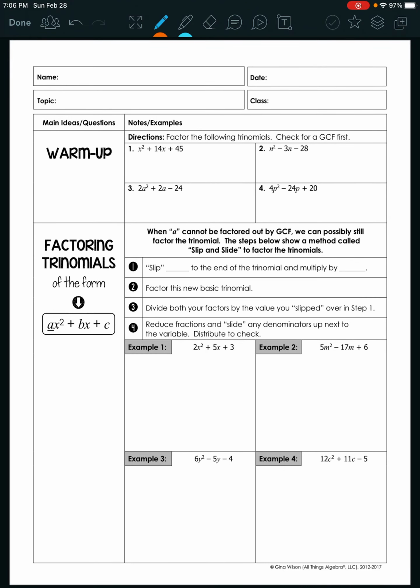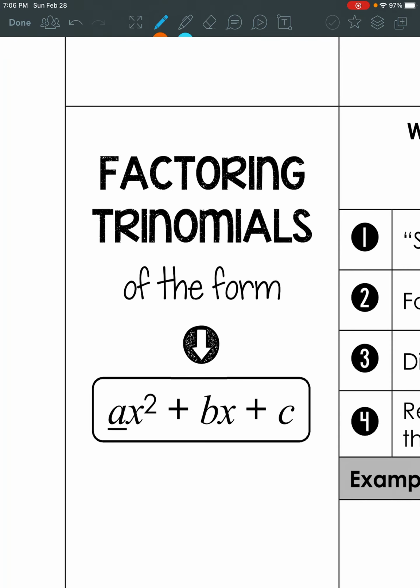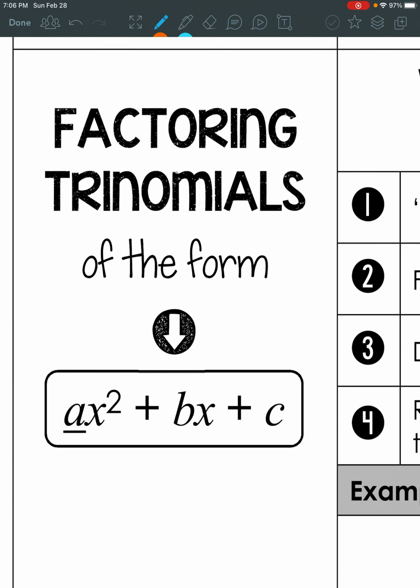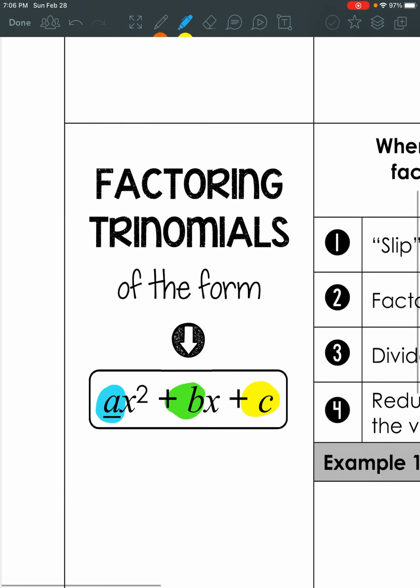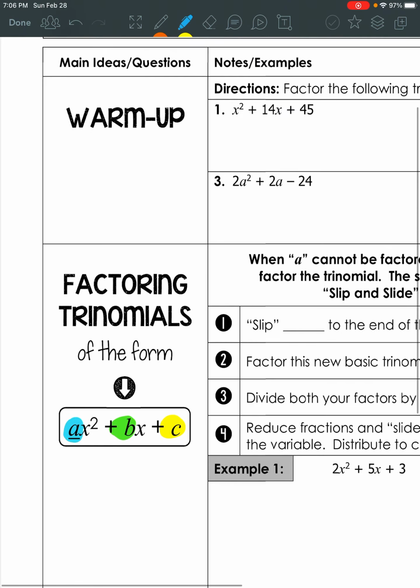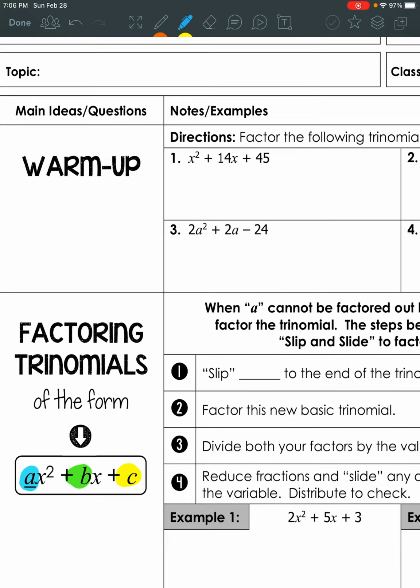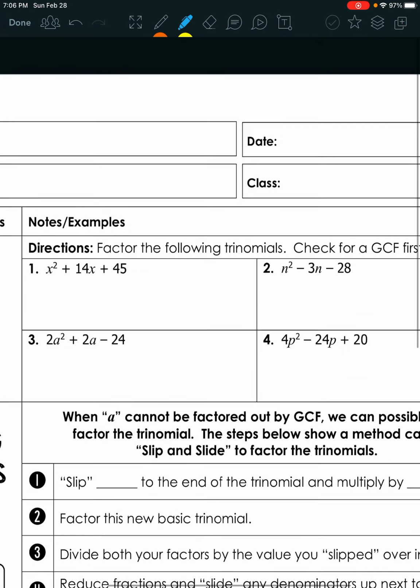Mrs. Morgan with today's lesson over factoring trinomials, but this time we have a different form. We are actually going to have an a value other than 1. So our new form we have here is ax squared plus bx and then plus c. So all of our trinomials will be in this form, and we're going to factor it very similar to how we did with our x squared plus bx plus c.